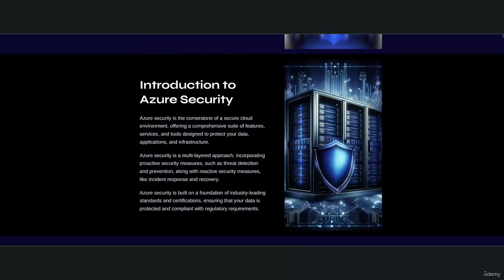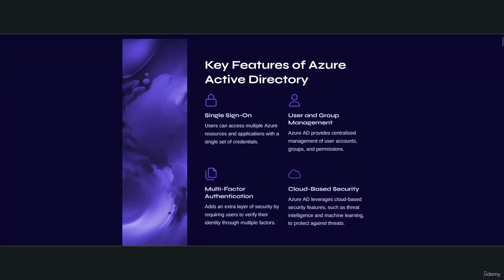Introduction to Azure Security. Azure Security is the cornerstone of a secure cloud environment, offering a comprehensive suite of features, services, and tools designed to protect your data, applications, and infrastructure. Azure Security is a multi-layered approach, incorporating proactive security measures such as threat detection and prevention, along with reactive security measures like incident response and recovery. Azure Security is built on a foundation of industry-leading standards and certifications, ensuring that your data is protected and compliant with regulatory requirements.